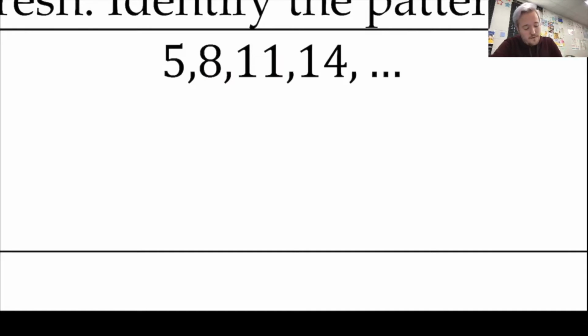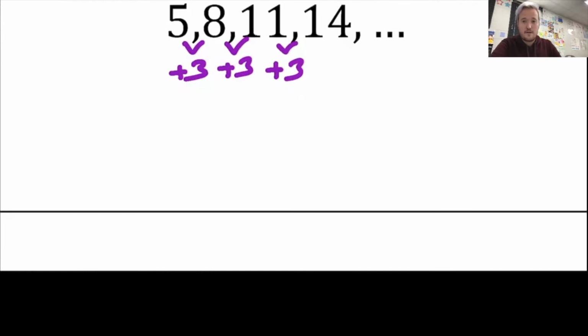So here, to go from 5 to 8, we're adding 3. To go from 8 to 11, once again, we're adding 3. 11 to 14, we're adding 3. So we have a consistent pattern of adding 3. Our pattern here is just plus 3.